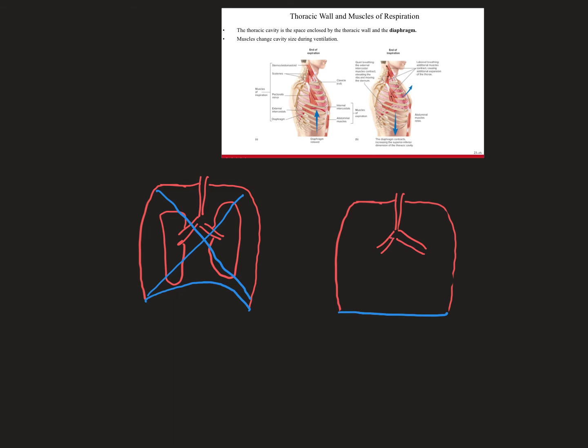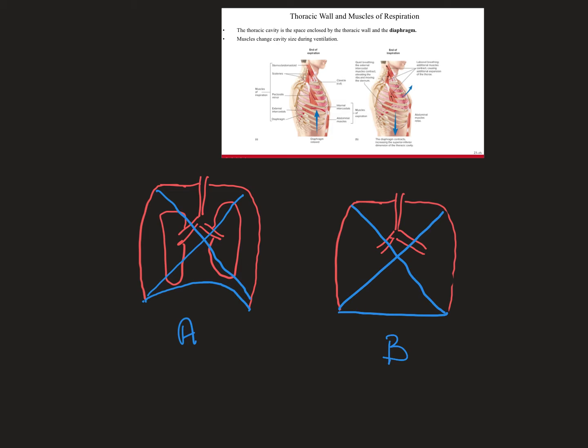Which one is bigger? This space or the space on the other one? So this is A, this is B. Which one has a bigger volume? Bigger space? So it's B. B, yes. So when the diaphragm contracts, the cavity, the thoracic cavity, gets bigger.